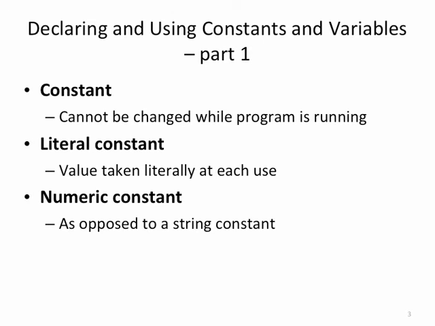A constant is something that doesn't change. In our first program in Chapter 1, we saw that "first Java program" was in double quotes, meaning that it was a string constant or a literal constant, to be taken literally with each use. So each time we ran that program, "first Java program" was displayed in the output window. Similarly, we could have a numeric constant, which is a number. Say the number 5 is a numeric constant. It will always be 5 every time it's used.